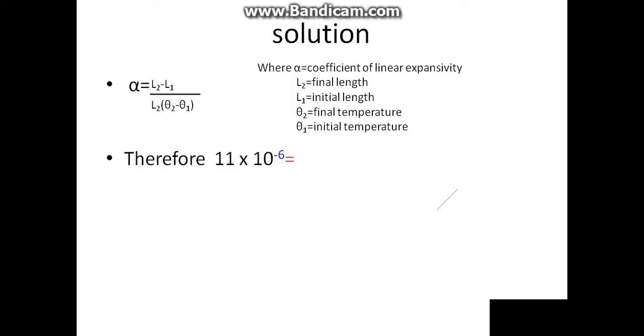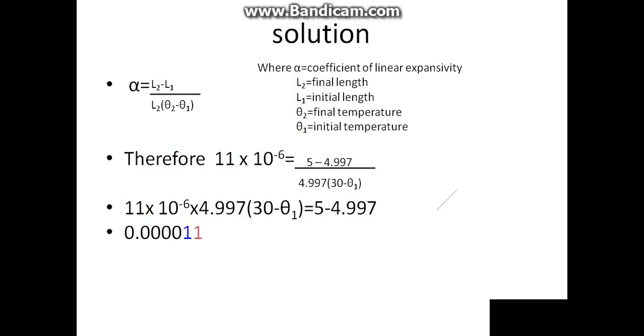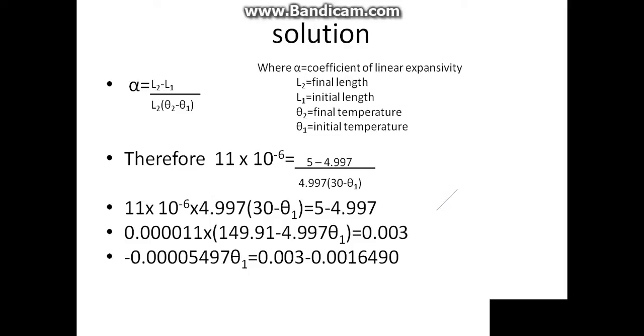Taking like terms together, we have minus 0.00005497 theta is equals to 0.003 minus 0.001649. Making theta the subject of the formula, we have 0.00135 over 0.00005497, which gives us minus 24.6 degrees centigrade.